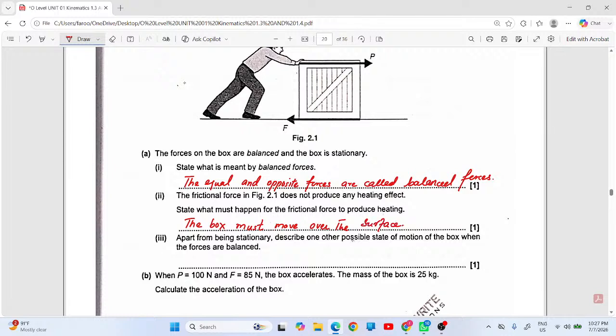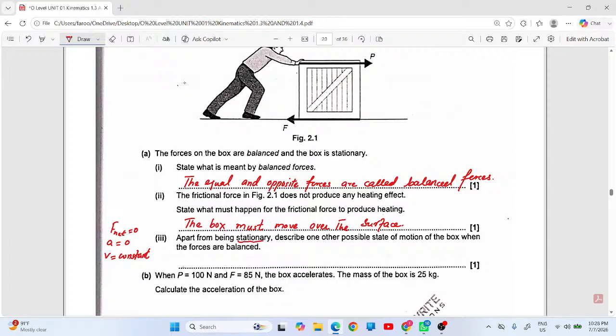Next is, apart from being stationary, describe one other possible state of motion of the box when the forces are balanced. Apart from being stationary, although the block is moving, one other possible state of motion of the box when the forces are balanced means the net force is zero, acceleration becomes zero, then speed becomes constant. It's also the case for the balanced forces.